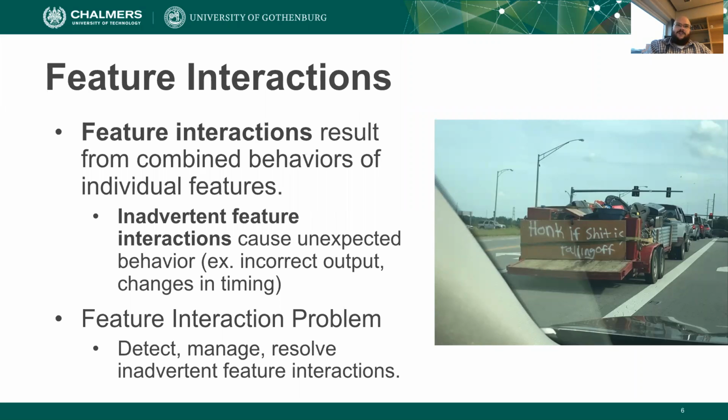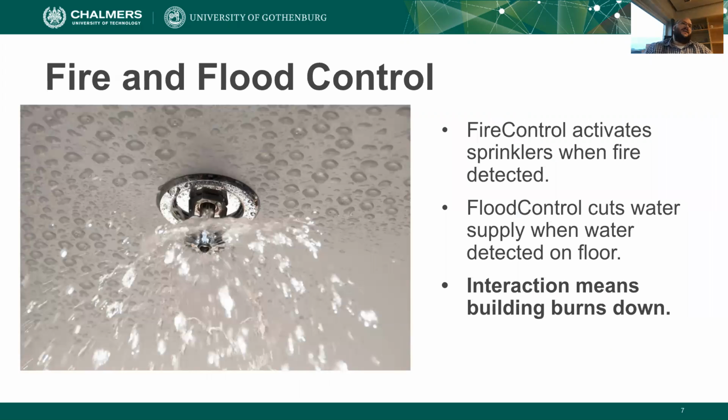So the feature interaction problem, when we talk about this, is to detect, manage, and resolve these unplanned, inadvertent feature interactions. So let's give some examples of this. For one example, you can consider what's called fire and flood control. In a building automation system, you have a feature called fire control, and it can activate the sprinklers when the sensors detect a fire, right?